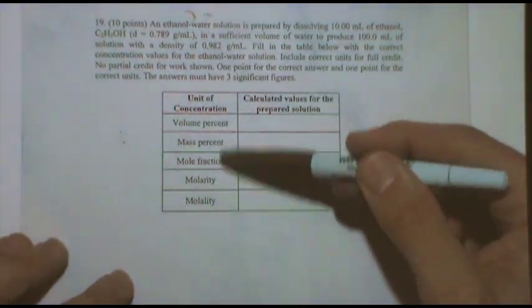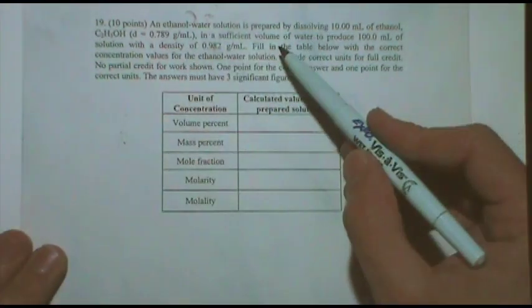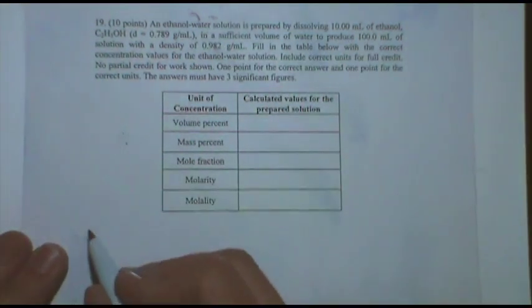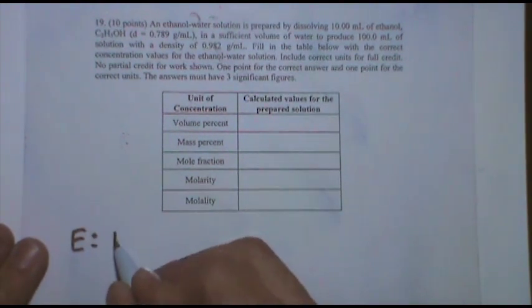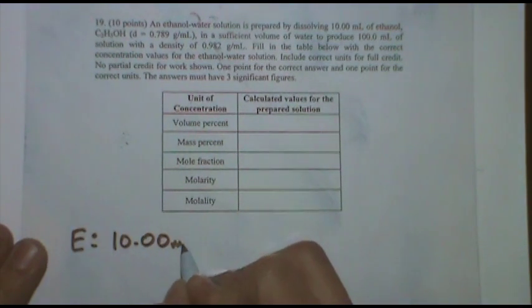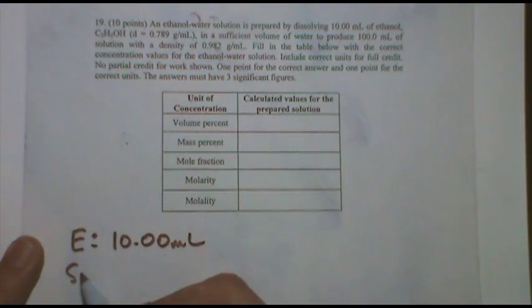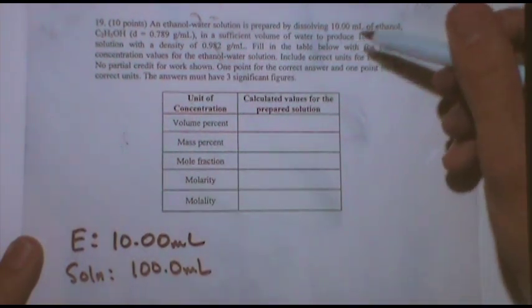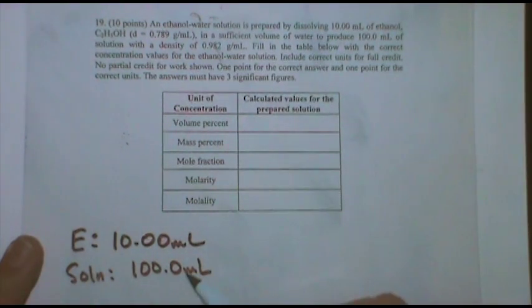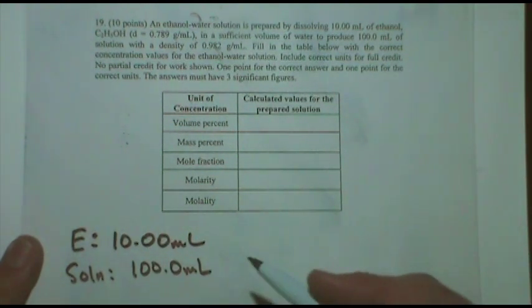You should be familiar with these types of concentration units. All right. The ethanol water solution is prepared by dissolving ethanol, I'll just call it E, 10 milliliters, producing an output solution of 100 milliliters. So it added water. Ethanol would be considered the solute. We added the solvent water, and we've got so much solution.